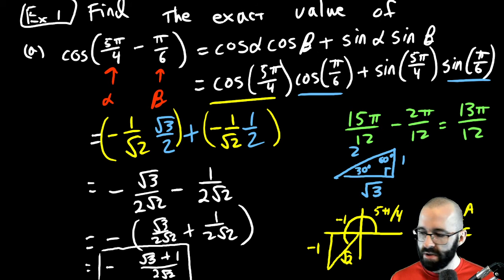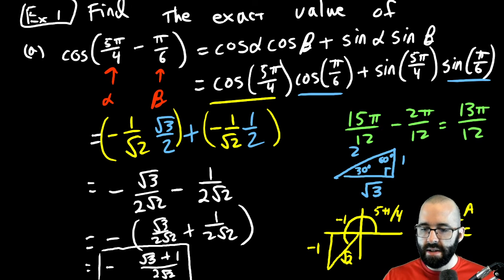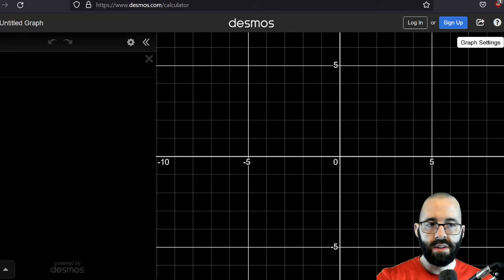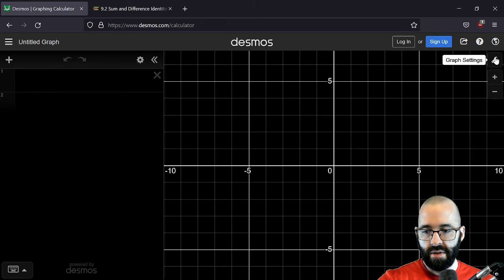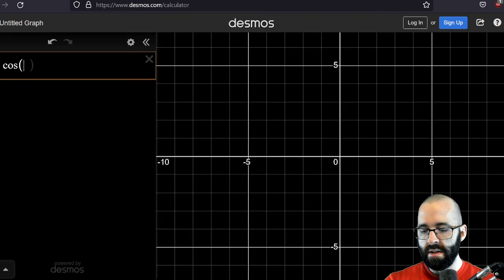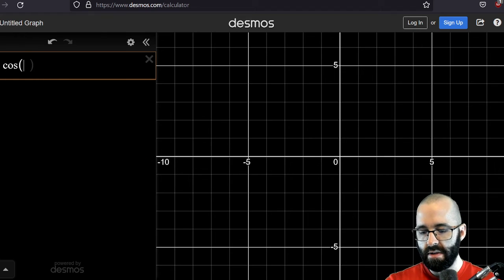Now we should be able to check our answer, right? This should be the cosine of 13 pi over 12. Well, what is the cosine of 13 pi over 12? We'll go to Desmos. We'll hit the little wrench icon on the side. Make sure that we're in radians. We're using radians. Close that wrench icon. What is the cosine of 13 pi over 12?